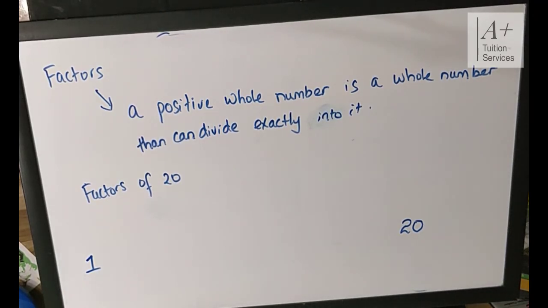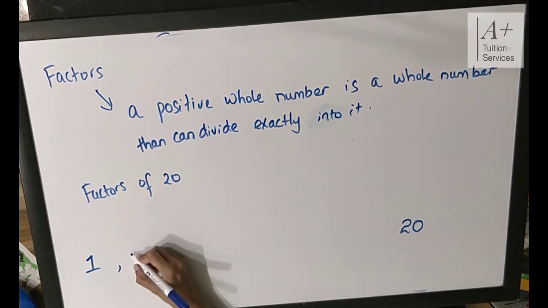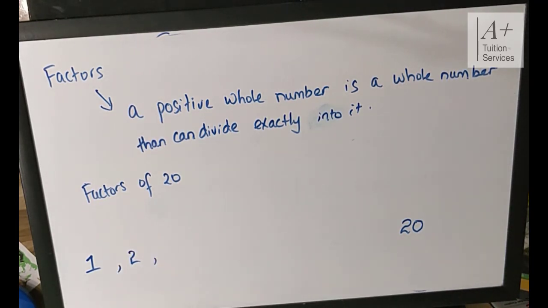Can 2 go into 20? 2 into 20 is 10, so yes. Can 3 go into 20? 3 could go into 20 6 times with 18, so we have remainder 2, so 3 is out, right? Can 4 go into 20? Yes, 4 can go into 20 5 times, so 4 is a factor. Can 5 go into 20? Yes, because 5 can go into 20 4 times. Can 6 go into 20? No, 6 could only go into 20 3 times with 18, and we're going to have 2 remainder, so 6 is not a factor, right?